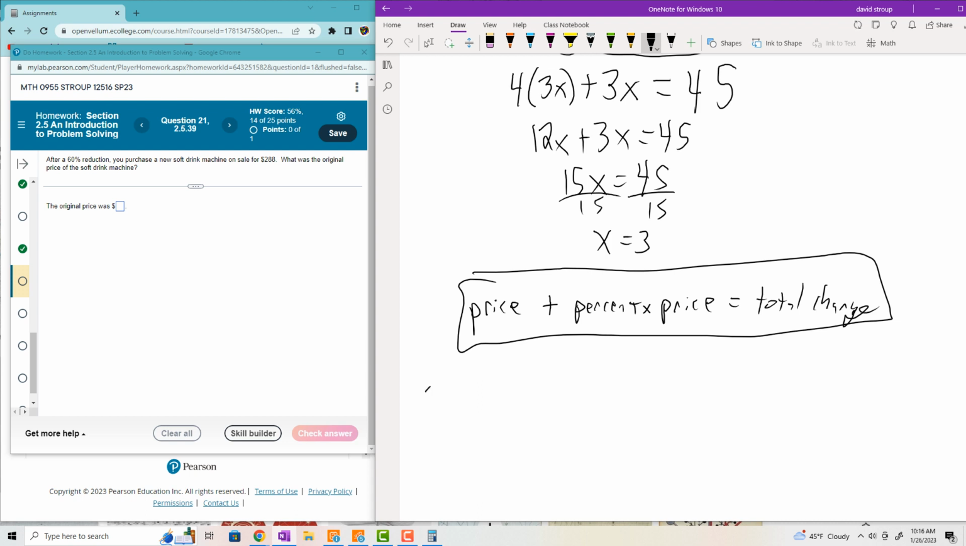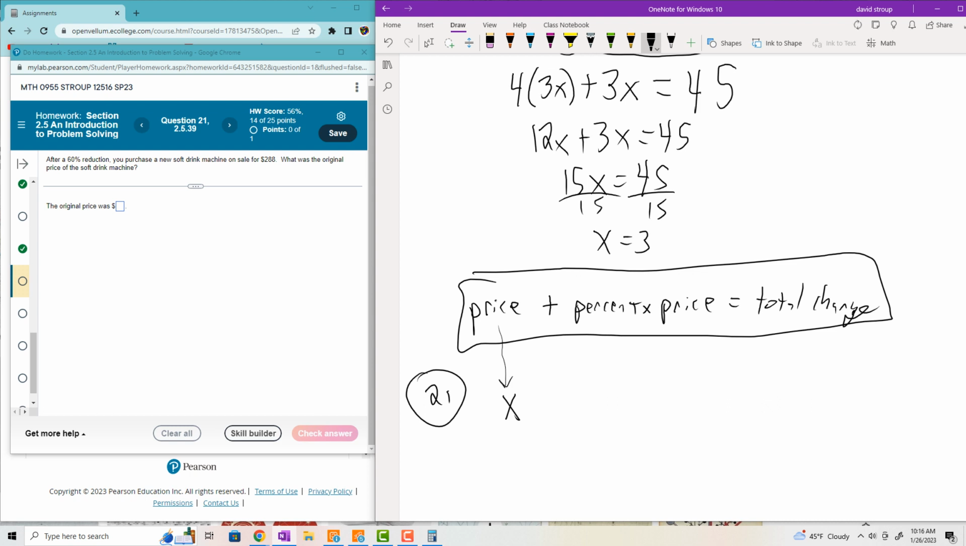So these problems are a variation on that idea. Problem 21, it's not exactly the same, but it's that form, that shape. After a 60% reduction, you purchase a new soft drink machine on sale for $288. What was the original price? So the original price is unknown. I'll put that in for this thing right here. And then there's a reduction.